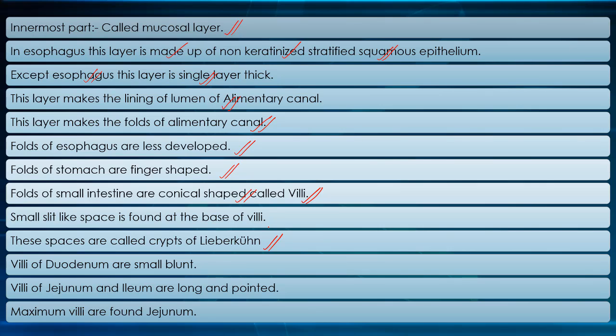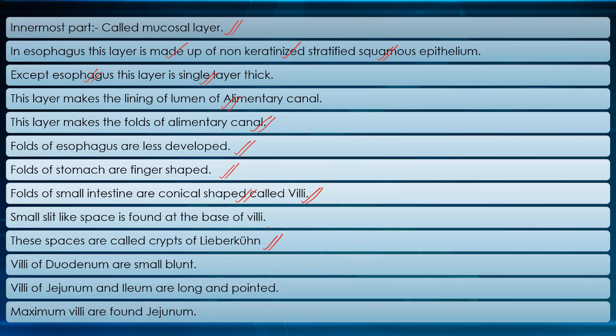Then the folds. Folds of the esophagus are less developed, folds of the stomach are finger shaped, and folds of the small intestine are conical shaped, called villi. There is a small slit-like space at the base of the villi, which is known as what? Crypts of Lieberkühn. Villi of the duodenum are small and blunt. Villi of the jejunum and ileum are long and pointed.